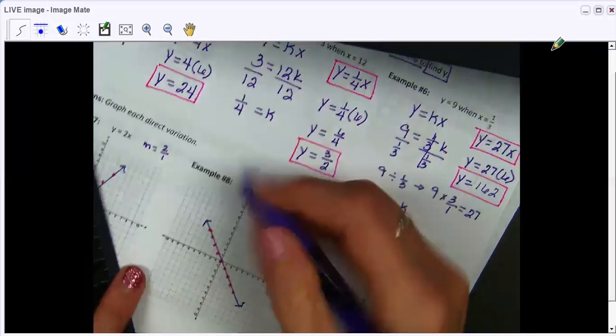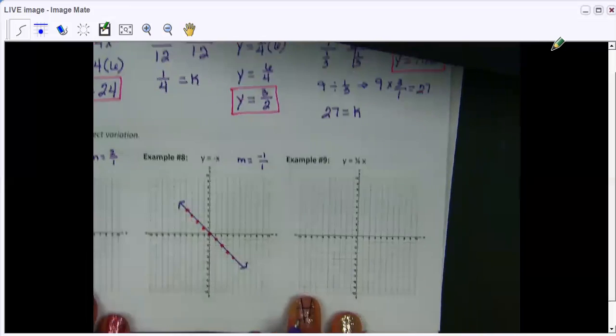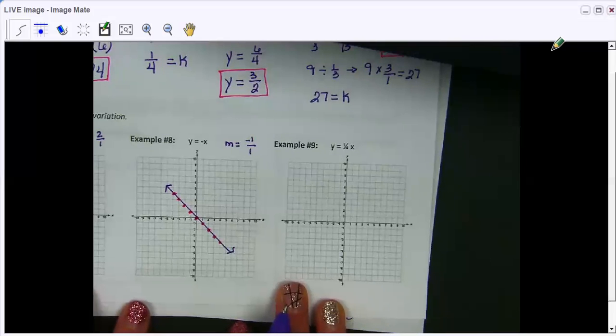How would I do it in digital? So that's what number 8 should look like. Okay, here we go. Moving on.